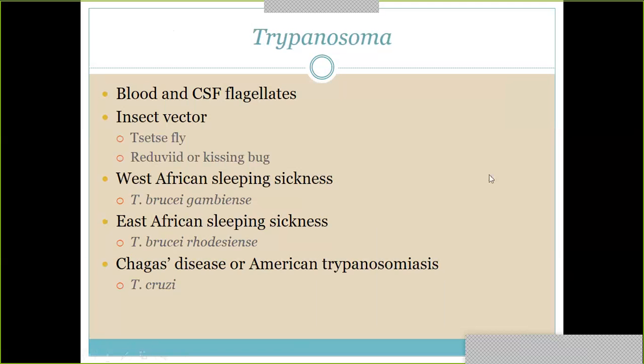All right. Our other blood flagellate, also going to be part of cerebrospinal fluid, is trypanosoma. There are going to be 3 different trypanosomas here, and they are going to be passed either by the tsetse fly or by the reduvid bug. So we'll go through each. First, we have the 2 sleeping sicknesses. We have West African, which is caused by Trypanosoma brucei gambiense, and you have East African sleeping sickness caused by Trypanosoma brucei rhodesiense. And then the other one, the Trypanosoma cruzi, causes Chagas disease, which very much is found here in America. So you can sometimes know it as American trypanosomiasis.